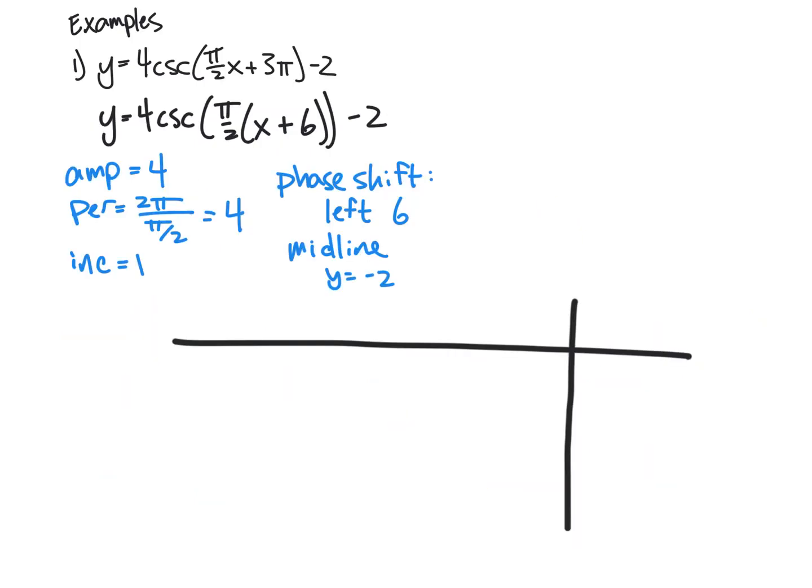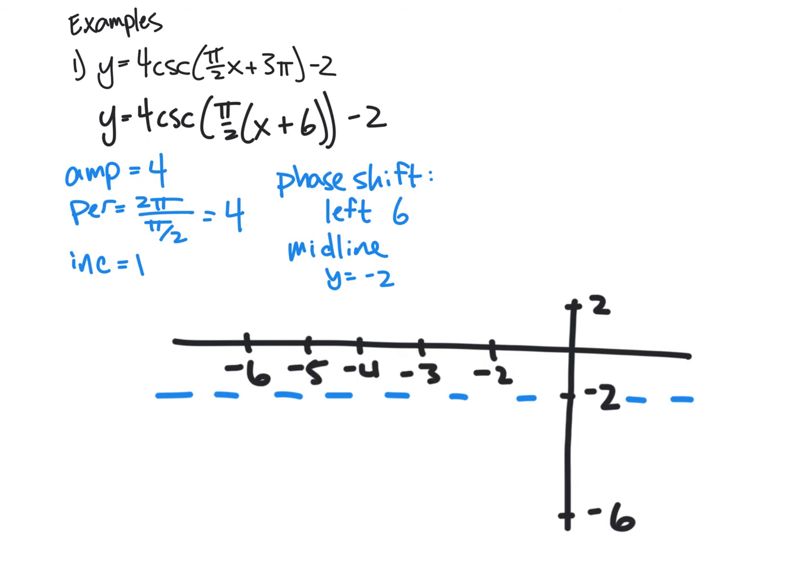And the first thing I'm going to graph is my midline at negative 2. Next, since this amplitude is 4, I know it's going to go up to 2 and down to negative 6. Its phase shift is left 6, so I'm going to start at negative 6. And it's going to have a period of 4, so I know it ends at negative 2. And the increments are nice and easy at 1. So now I'm ready to graph this as if it was a sine function.